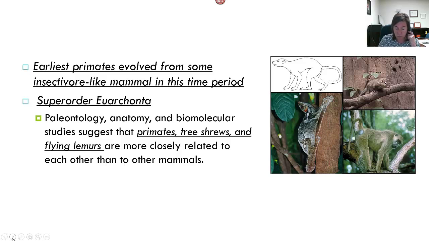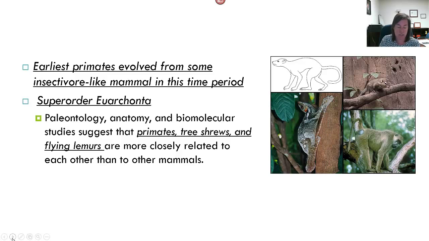Okay, so what about primates? Because that's really what we're interested in. When we're talking about our own evolution and understanding our own evolution, we need to understand primate evolution per se. The earliest primates are known to have evolved from an insectivore-like mammal during this time period, during the Paleocene.